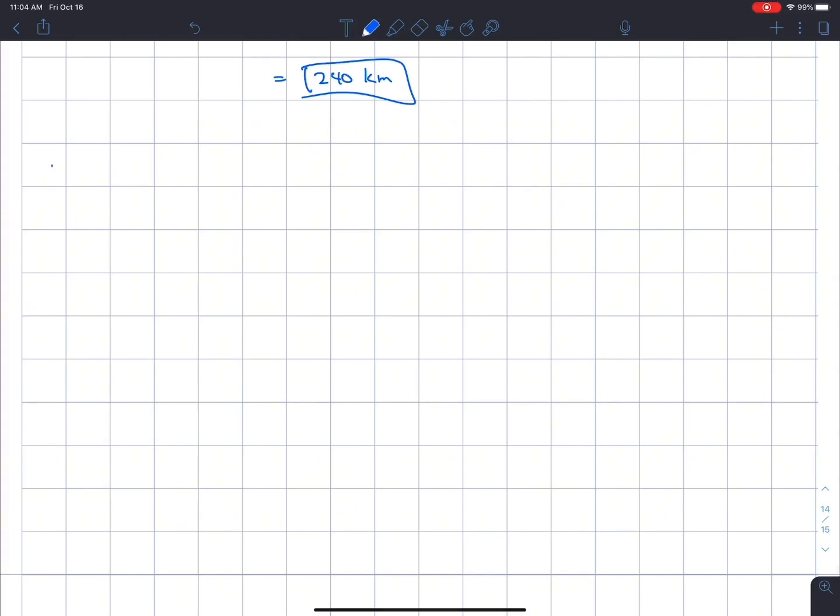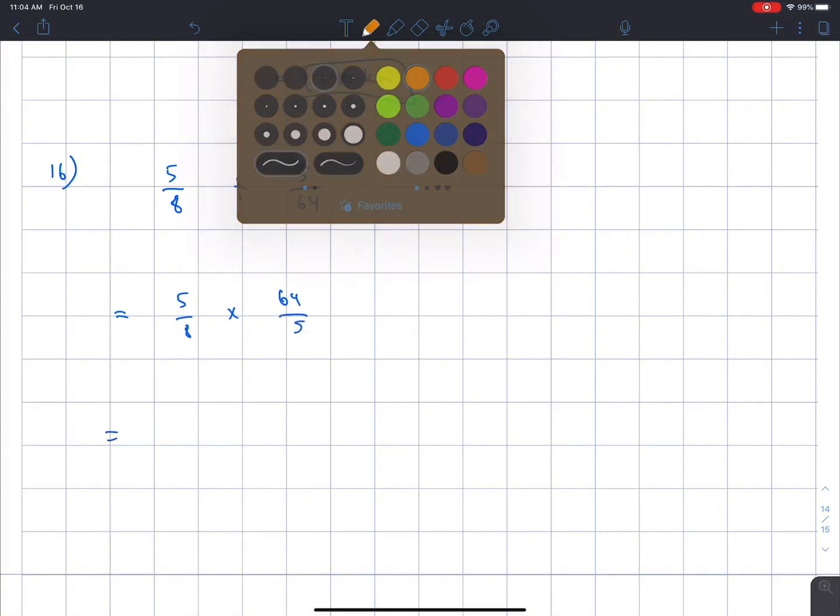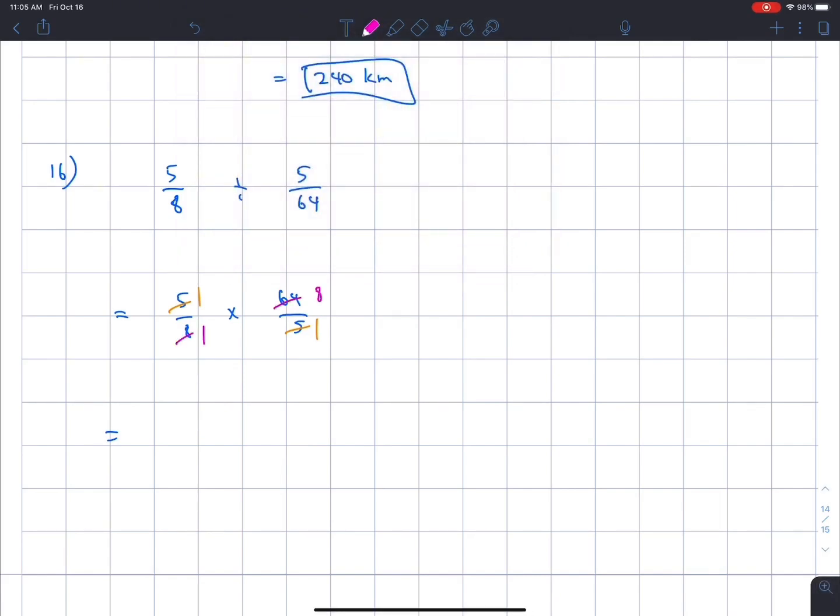And then 16. The pitch of a screw is 5/64 inches. How many complete turns are needed to drive the screw 5/8 inches into a piece of wood? Same idea here. You would just be using 5/8 divided by 5/64. If you don't know how to do it, again, change them into easy numbers. You should be able to see why we are dividing. So we have 5/8 times 64/5. Now we can simplify. Divide this by 5 to get 1, divide this by 5 to get 1, divide this by 8 to get 1, divide this by 8 to get 8. So we're going to need 8 turns.